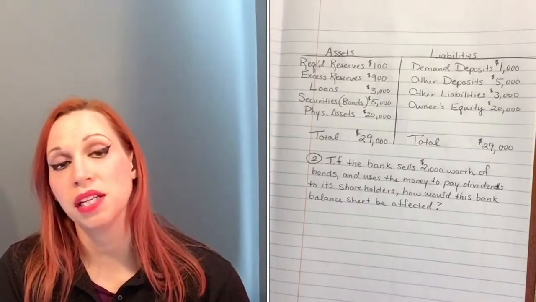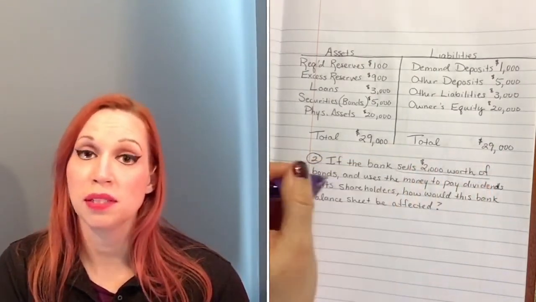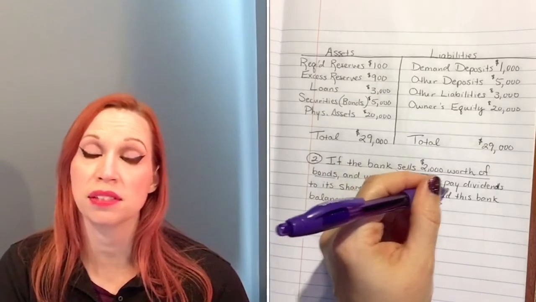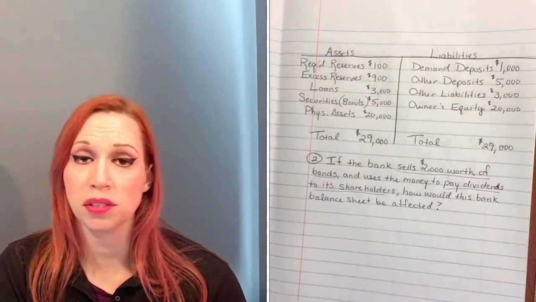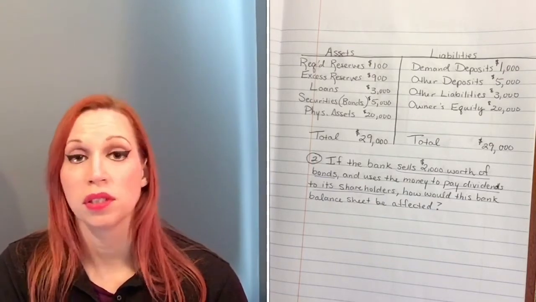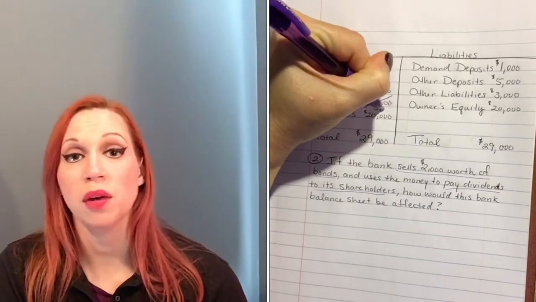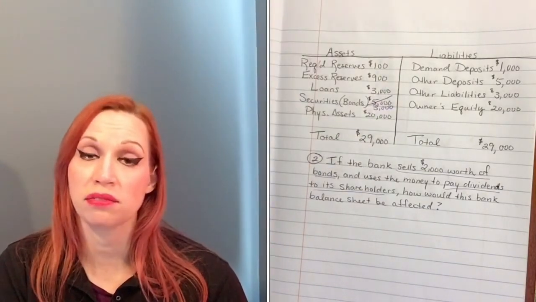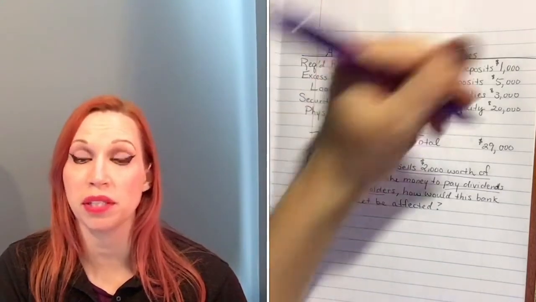Now number 2 says if the bank sells $2,000 worth of bonds and uses this money to pay some of their shareholders dividends, how is this going to affect the bank balance sheet? Instead of holding on to $5,000 worth of bonds, they've just sold some of these, so now they're only going to be holding on to $3,000 worth of bonds. Now with this $2,000 that they have from selling bonds, they're going to put it towards a liability, towards the owner's equity that they owe.